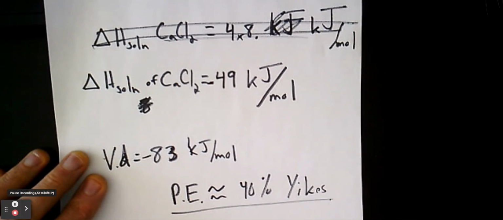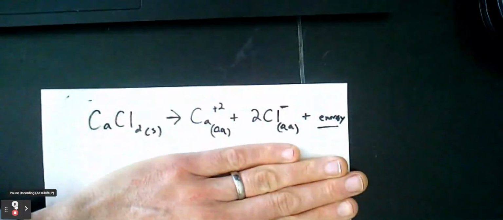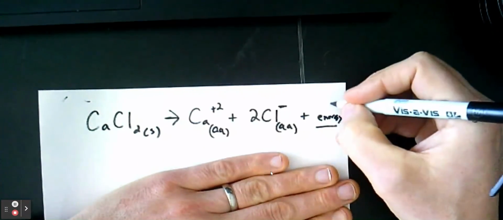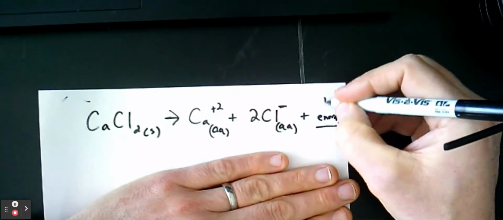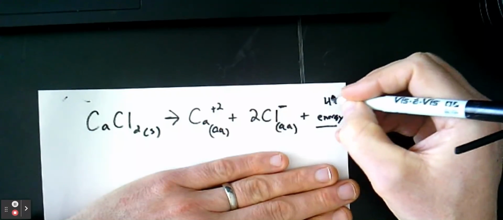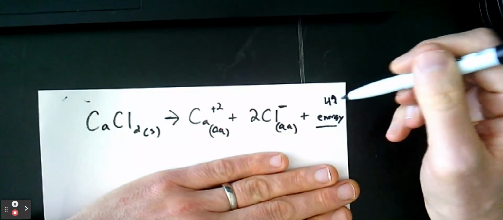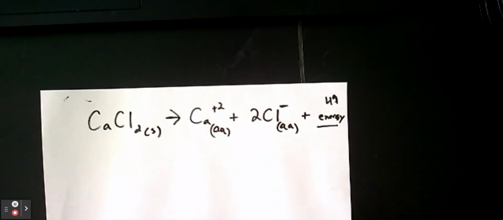That's how you would do it. One more thing: this would be what the equation would look like, and that 49 kilojoules would go there. Since it's negative, it comes on the right-hand side. And that's how you would do it.